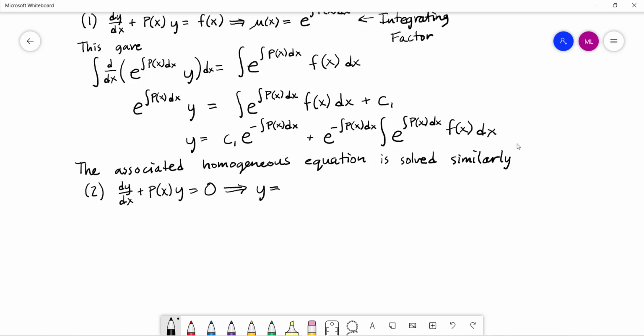So let me just jump to the chase here. So y equals just c1 e to the negative integral of p of x dx. Okay.